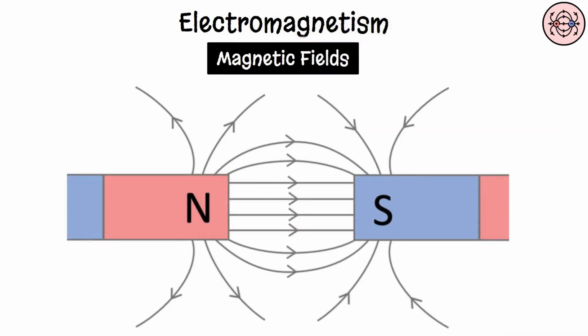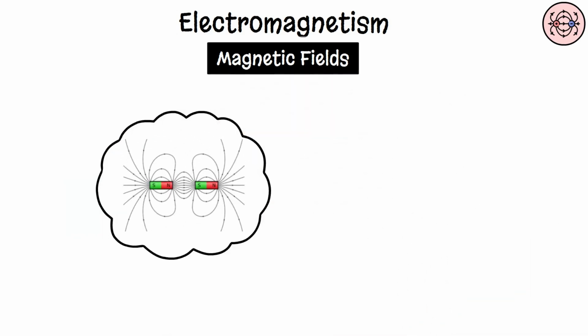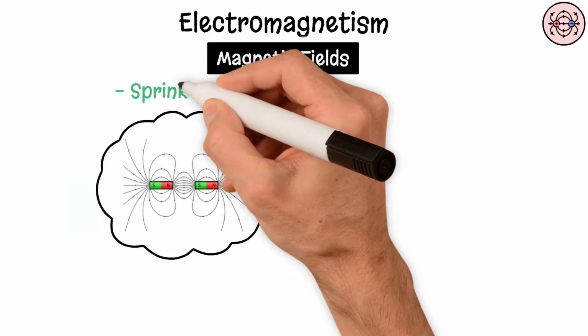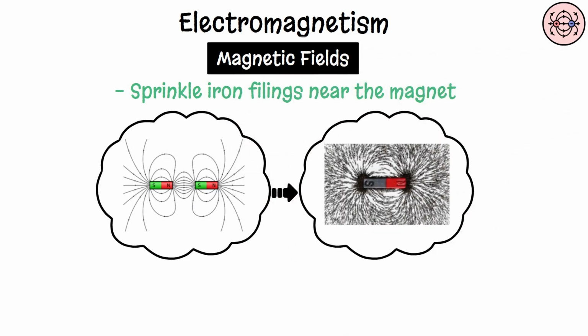Magnetic fields. Magnetic fields are created by moving electric charges or certain materials like magnets, exerting forces on other magnets and magnetic materials. For example, a bar magnet creates a magnetic field. Sprinkle iron filings near the magnet, they align along the magnetic field lines, showing the field shape.